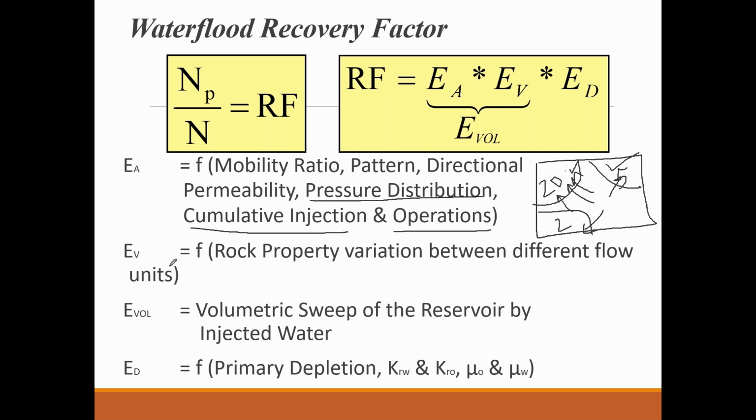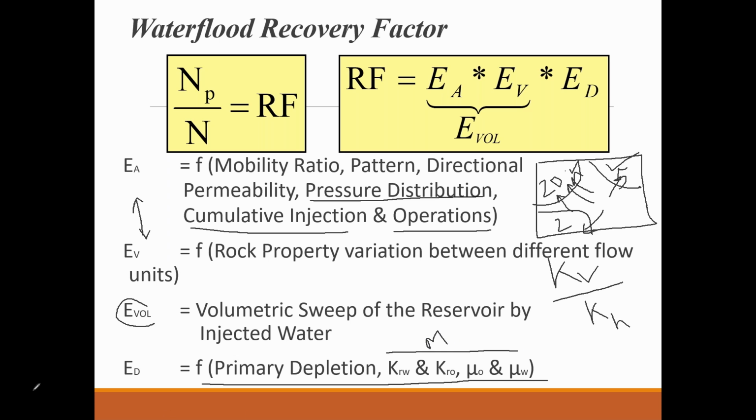Now the vertical sweep efficiency. Vertical sweep efficiency is totally dependent on kV by kH. This parameter you can get from the special core analysis that is done in the lab. And EVOL is the combination of these two, EA and EV. And ED is a function of primary depletion, KR, relative mobility, and viscosity. If we combine it, it is mainly dependent on mobility ratio.